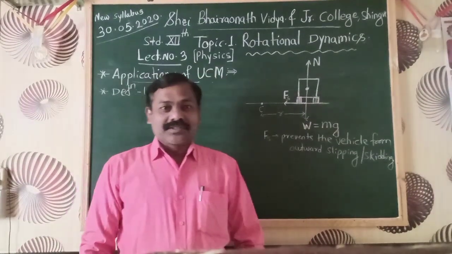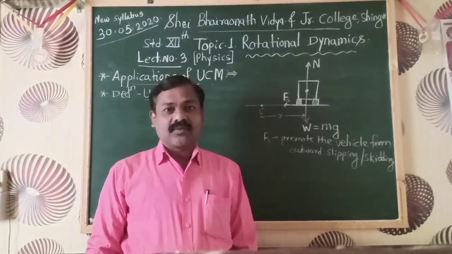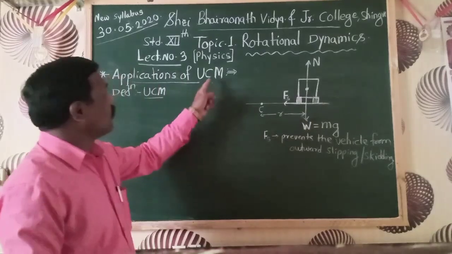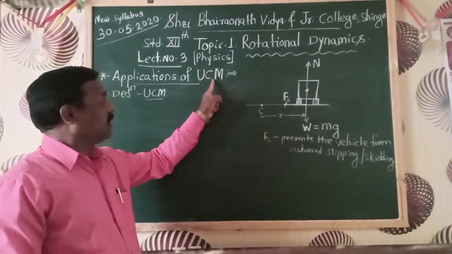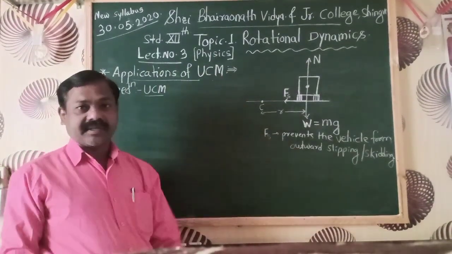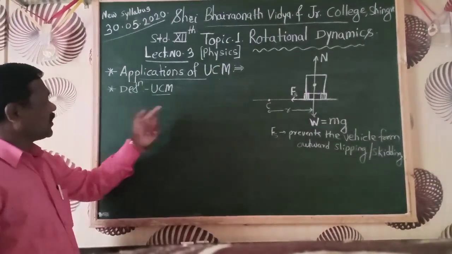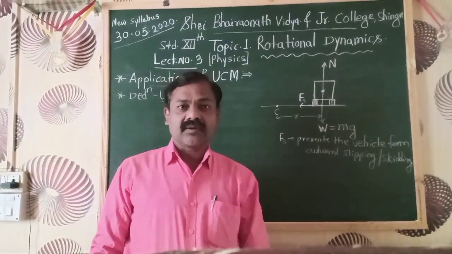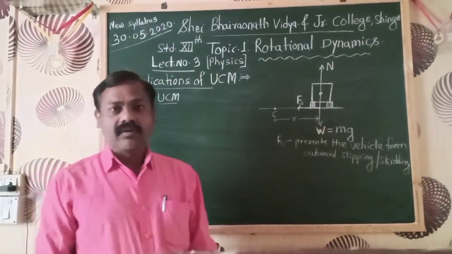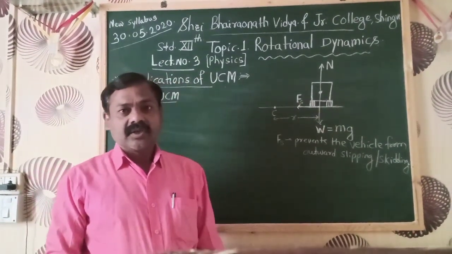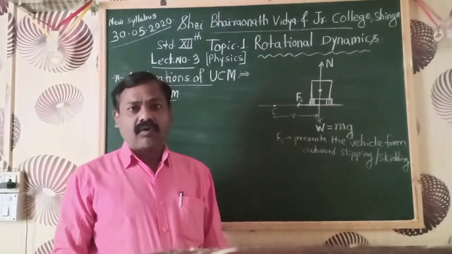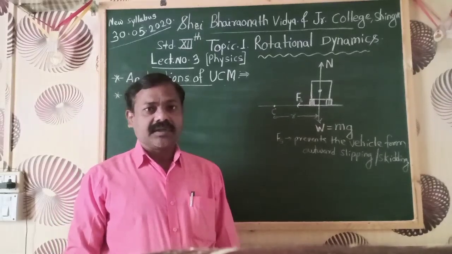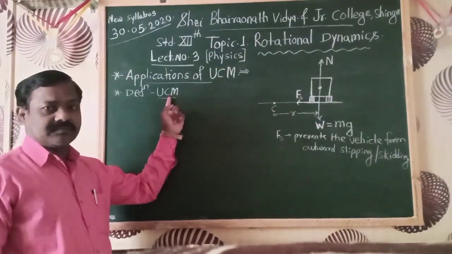Good afternoon, students. In the last lecture, we have already studied the concept of UCM and its meaning with examples. Now here, UCM means the motion of any particle or any object revolving along the circumference of a circle with constant linear speed or constant angular speed. Such motion of a particle is known as UCM.